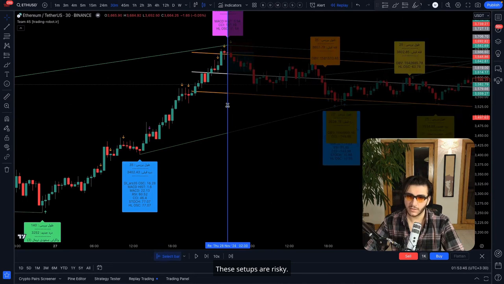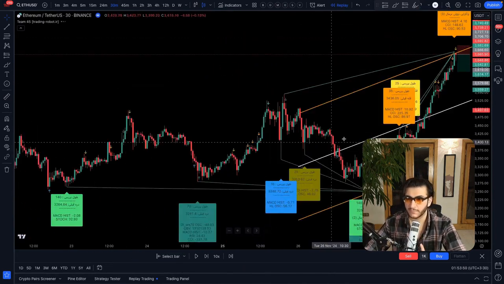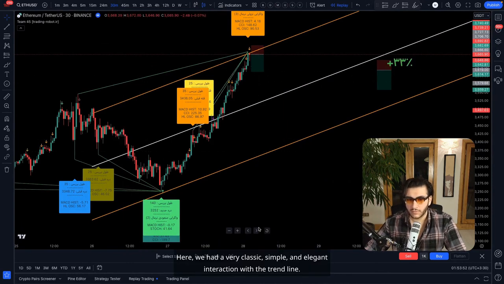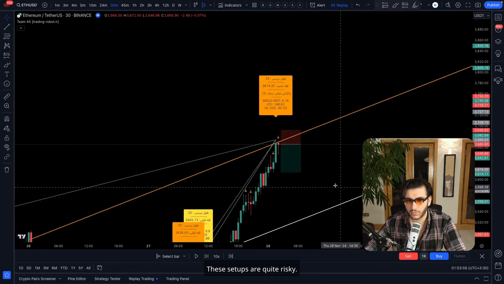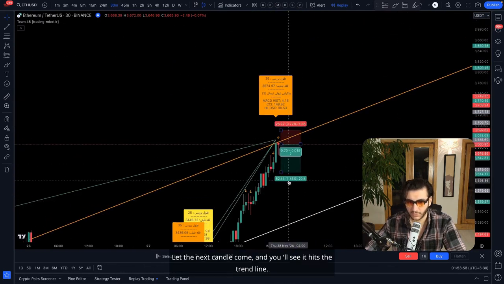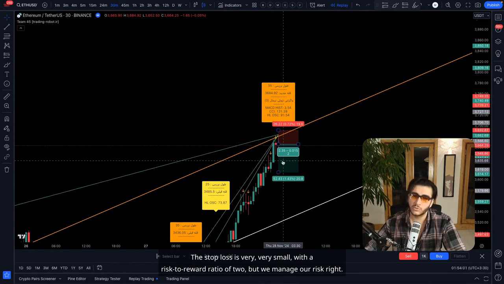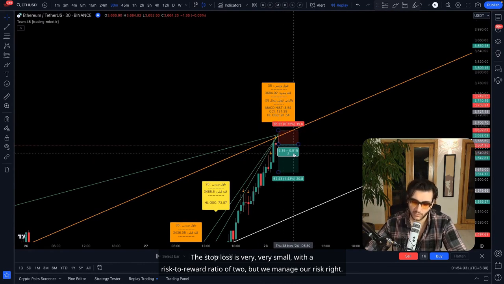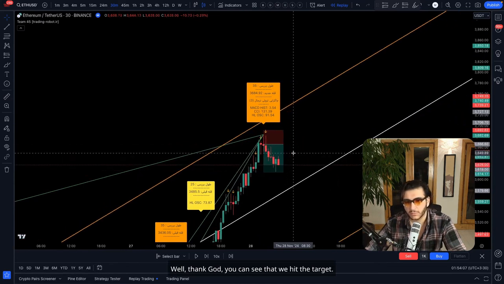Here, we had a very classic, simple, and elegant interaction with the trend line. These setups are quite risky. Let the next candle come, and you'll see it hits the trend line. The stop loss is very, very small, with a risk-to-reward ratio of 2, but we manage our risk right. We either hit the target or hit the stop loss. Well, thank God you can see that we hit the target.